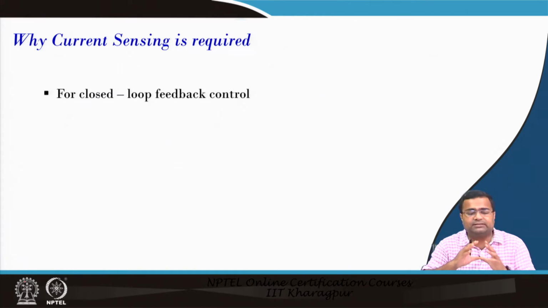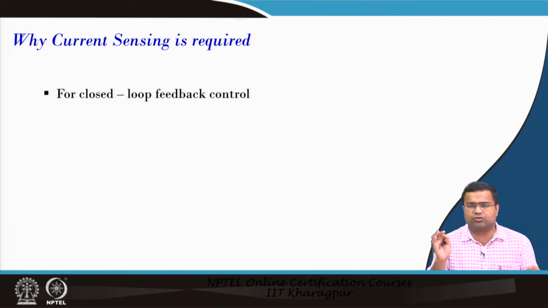First of all, current sensing is required for closed loop feedback control, because if you go for current mode control, then current sensing is required. Depending upon whether we want to go for peak current mode control, valley current mode control or average current mode control, we may require different types of current sensing, whether we need to sense the high side current or low side current, or the full current. So, this all depends on the requirement of the control logic. Sometimes the control logic is decided by the available sensed current, whether the high side current is available. So, all these things we have to decide.